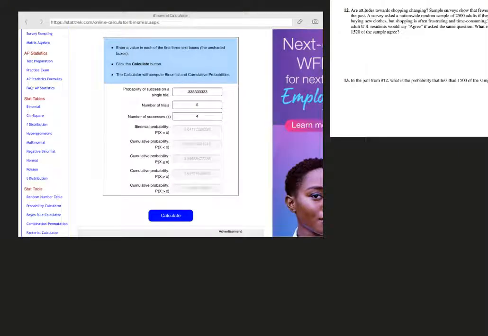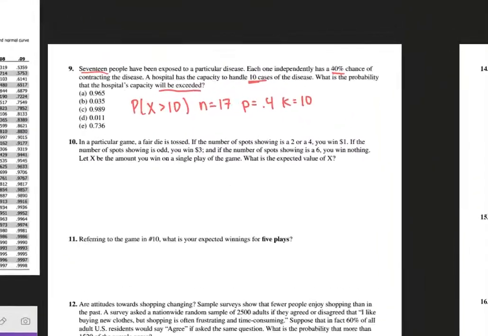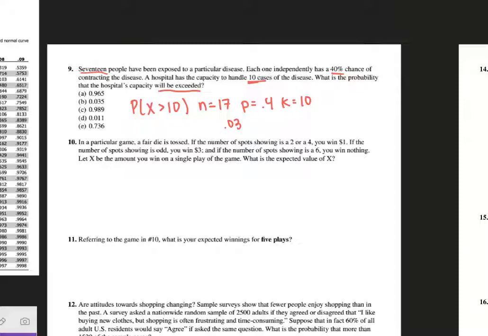Okay, so looking at our calculator here, the probability in this case is 0.40. The number of trials is 17. Those are the people exposed. And number of successes in this case is going to be 10. And we're looking for exceeded, which is a greater than symbol. So in that case, we're looking at this one here. So 0.035. So the correct answer is going to be B.